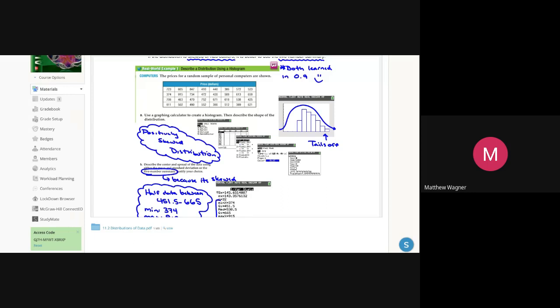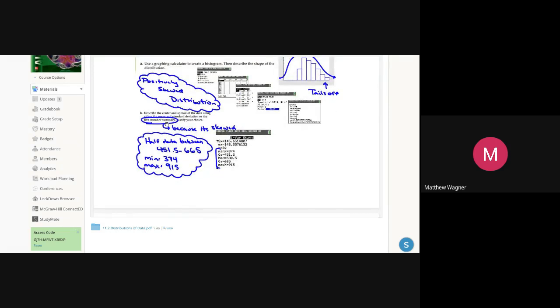Once you go to the window, you can hit graph and it's going to throw this up. You can see this one tails off to the right, so this is a positively skewed distribution. Remember, for a skewed distribution, it's important to use our 5-number summary, which we can run with one variable stats, like we did on Friday. Our list is already set up in L1, so we can run that one variable stat program and get our 5-number summary.